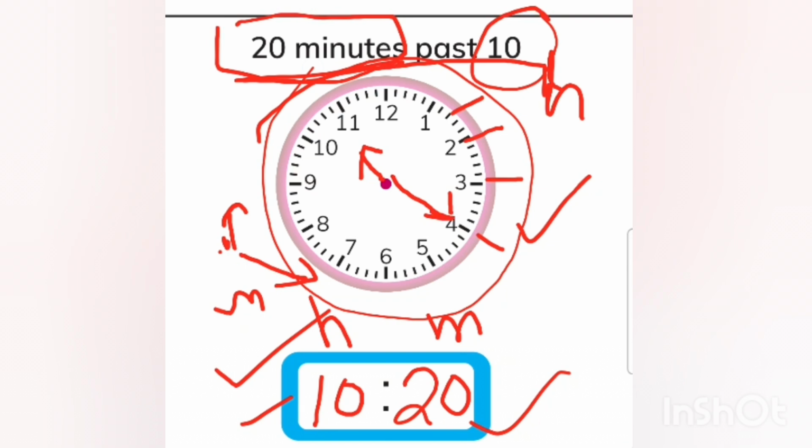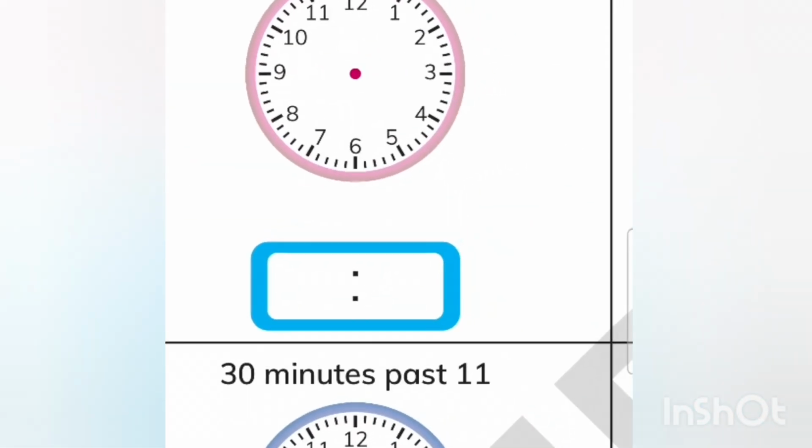We will multiply to find the 20. Where is the 20? 5 ones are 5, 5 2s are 10, 5 3s are 15, and 5 4s are 20. It means the big needle will go towards 4. Understand? Now you can write the answer of this one. You can pause the video and write the answer, and then we are moving towards another question.